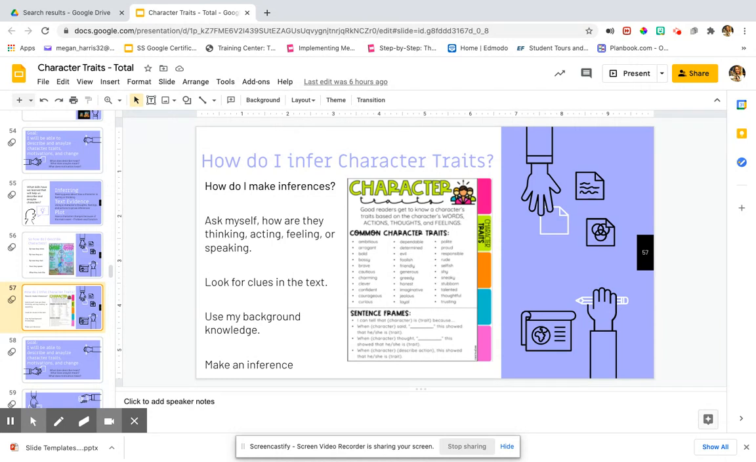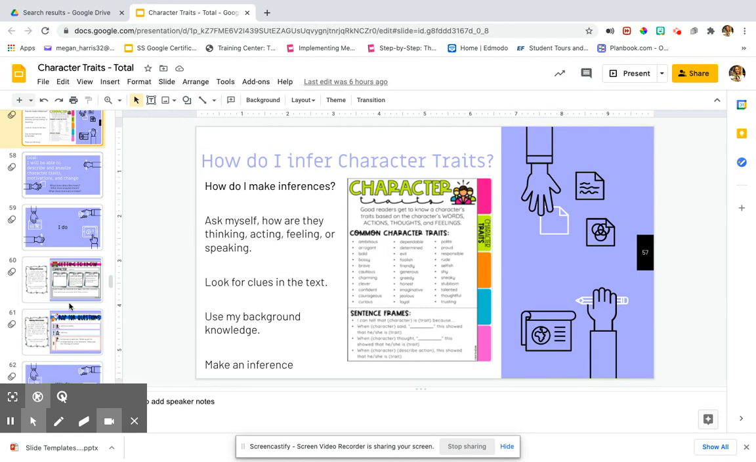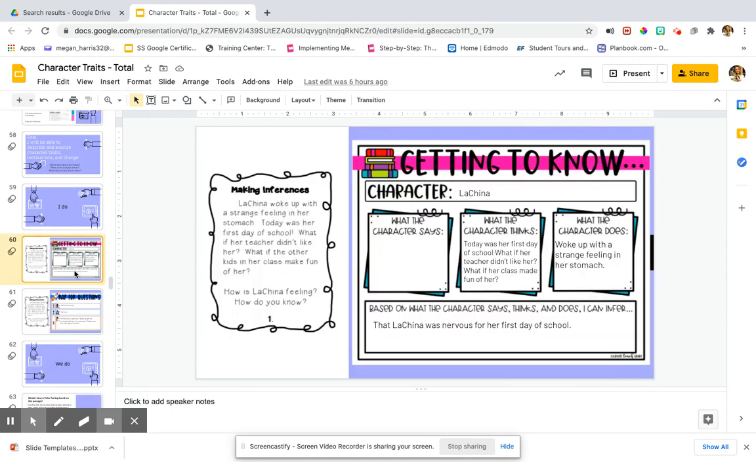We did a really good job last week as we were walking through and as I modeled for you using this graphic organizer. We talked about what the character says, what the character thinks, what the character does. These were our text clues, the clues in the text that we were writing down word for word.